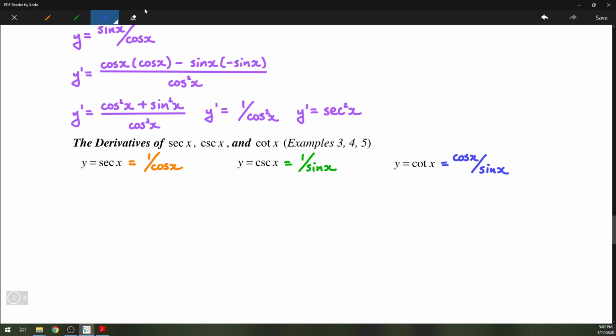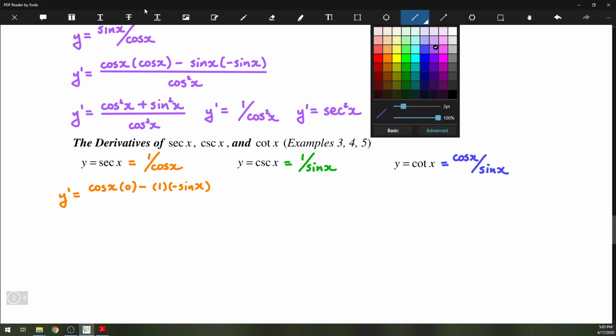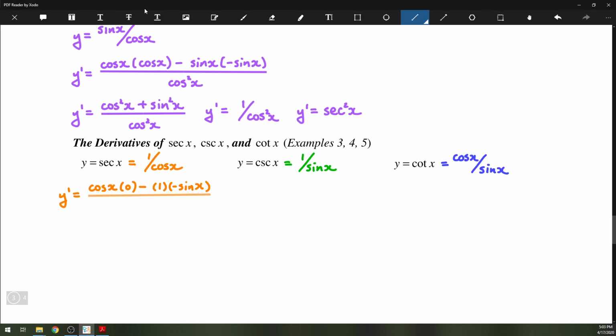So the derivative in the first case, using the quotient rule, the cosine x, and then we take the derivative of the numerator, which is 0, minus then 1 times the derivative of cosine x, which of course is negative sine x. And this will be all over cosine square x.